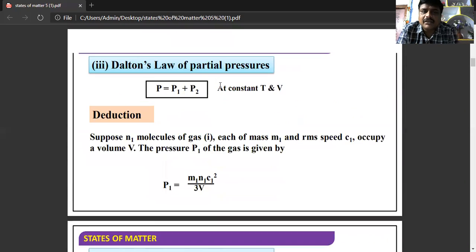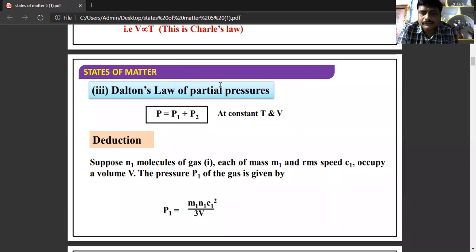Next one, Dalton's law of partial pressure. At constant temperature and volume, we have to show that P is equal to P1 plus P2, where P is the total pressure and P1 and P2 are the individual pressures or partial pressures. Suppose N1 molecules of gas 1, each of mass M1 and RMS speed C1, occupy a volume V. The pressure P1 of the gas is given by P1 is equal to M1 N1 C1 square by 3V.